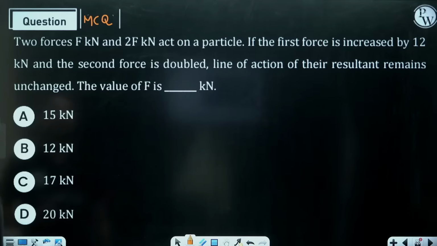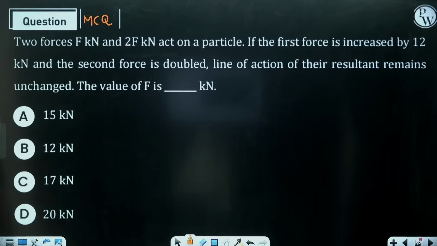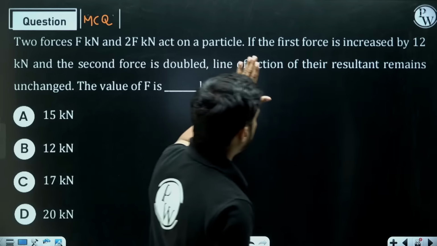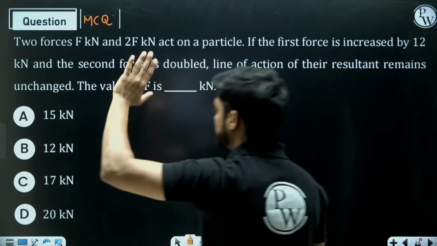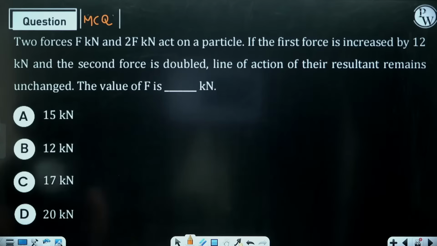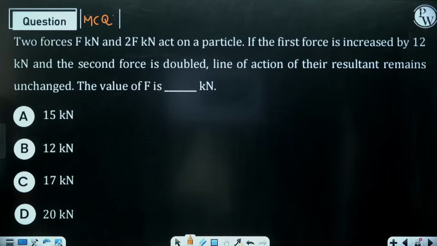Two forces F kilonewton and 2F kilonewton act on a particle. If the first force is increased by 12 kilonewton and second force is doubled, line of action of the resultant force remains unchanged. Value of F is. Now this is an interesting question.